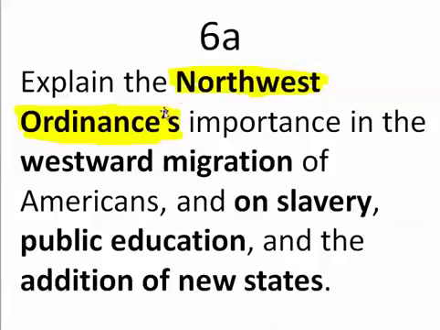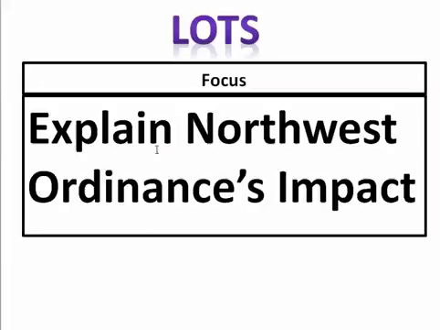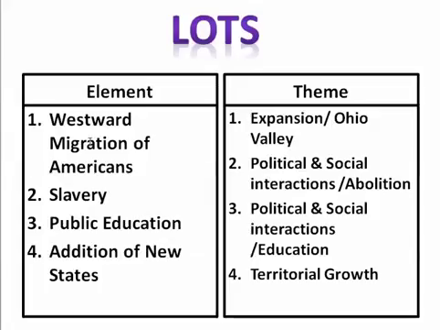Alright, so 6A says explain the Northwest Ordinance's importance. First of all, we've got to talk about what is the Northwest Ordinance and its importance in westward migration of Americans. There's 1, on slavery, 2, public education, 3, and the addition of new states is 4 different things. So our focus here is, we have to explain the Northwest Ordinance's impact. So we have 4 elements.